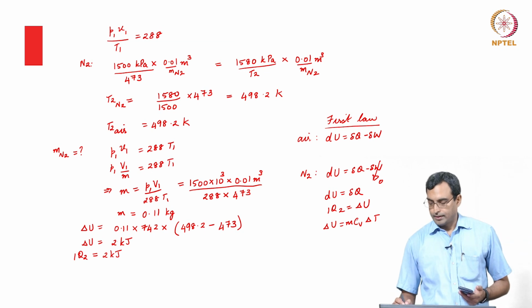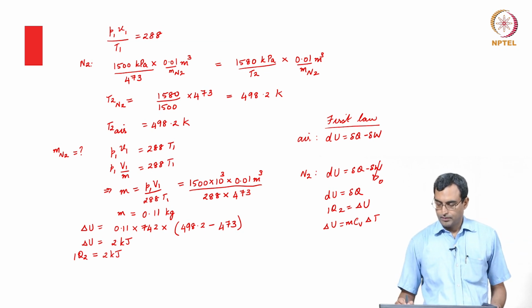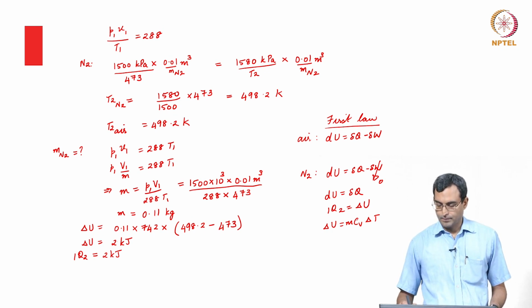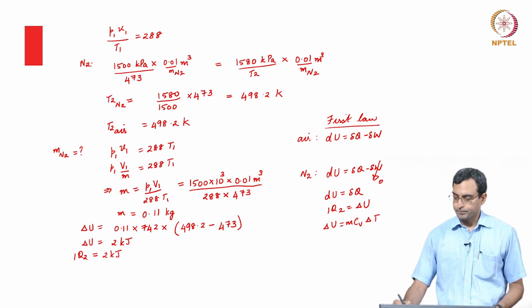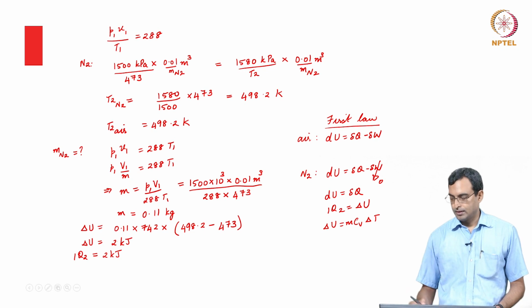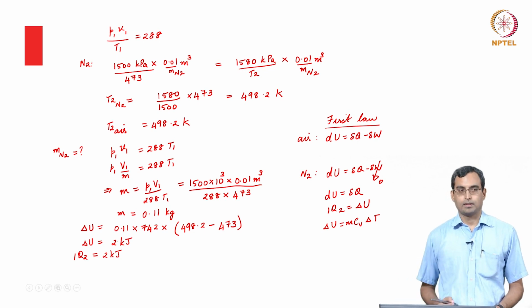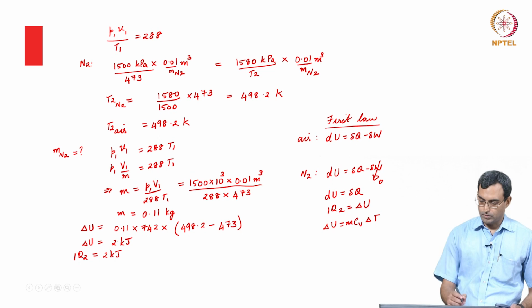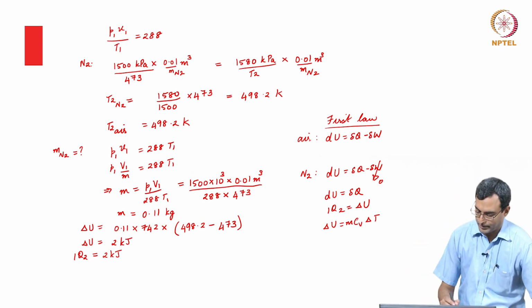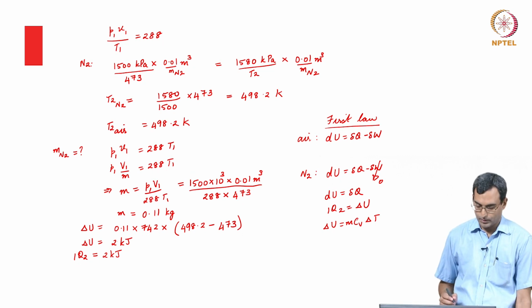Now, we can also look at the air. We know this delta Q, which we just found out here. If it is positive for the nitrogen, it must be negative for the air. We know the final temperature of the air. We know the initial temperature of the air. So, we can find out delta U for the air. If we are finding those two, we can find out delta W. So, that is what we will do. We also need now the mass of air. So, mass of air is P1 V1 of air by 288 T1 of air.